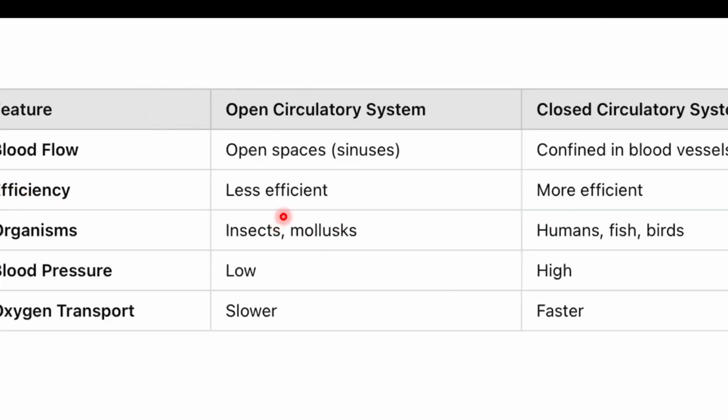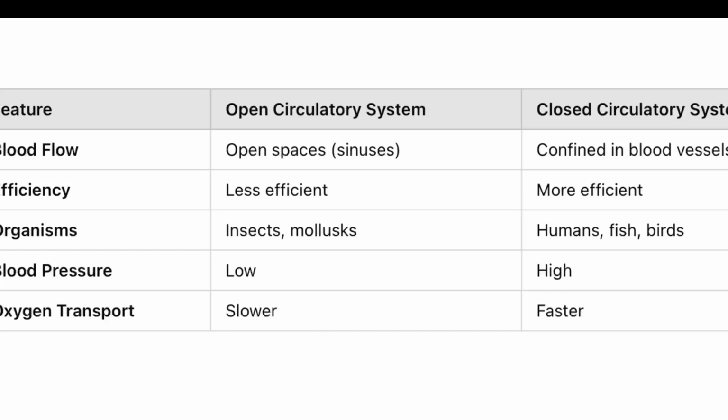What is the efficiency of the open circulatory system? It is less efficient in terms of gaseous exchange. The closed circulatory system is more efficient. Which organisms have an open circulatory system? Insects and mollusks. In the closed circulatory system, humans, fish, birds, all the vertebrates have it. What is the blood pressure within an open circulatory system? Obviously it is low, while blood flowing inside arteries and veins has a higher pressure. Oxygen transport is slower in an open circulatory system, while it is faster in a closed circulatory system.